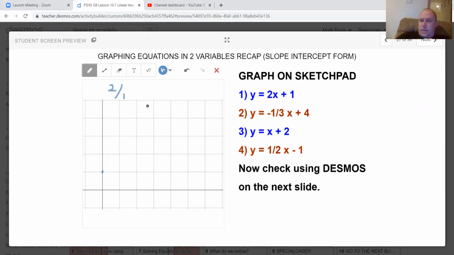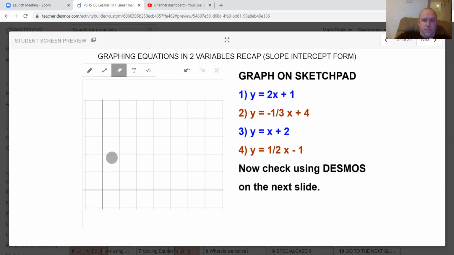Now, if we only have a single number, then we actually create our own fraction by putting it over 1, because 2 divided by 1 is 2. So 2 over 1 means I go up 2, rise 2, and then I run 1. Rise 2, and then I run 1. And that's actually what the graph of 2x plus 1 would look like.